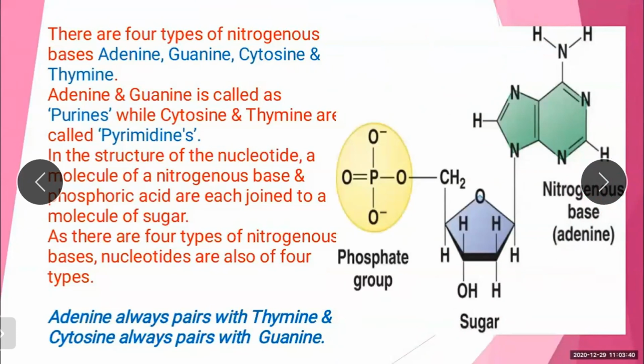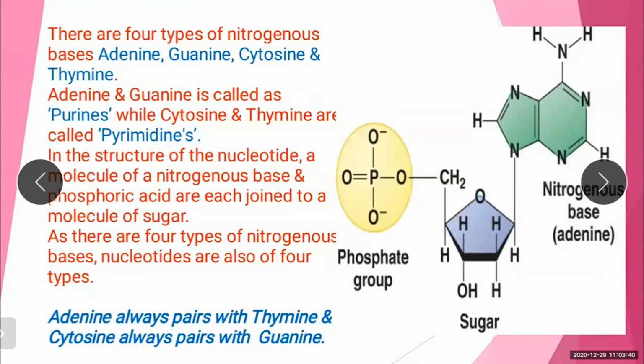And one more thing which we have to keep in our mind, that adenine always pairs with thymine, and cytosine always pairs with guanine. Here the helices have hydrogen bonds with the opposite sides, and adenine always pairs with thymine with a double hydrogen bond, while cytosine always pairs with guanine with a triple hydrogen bond.